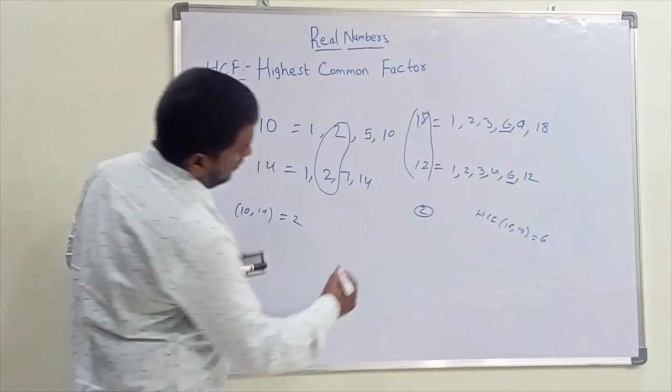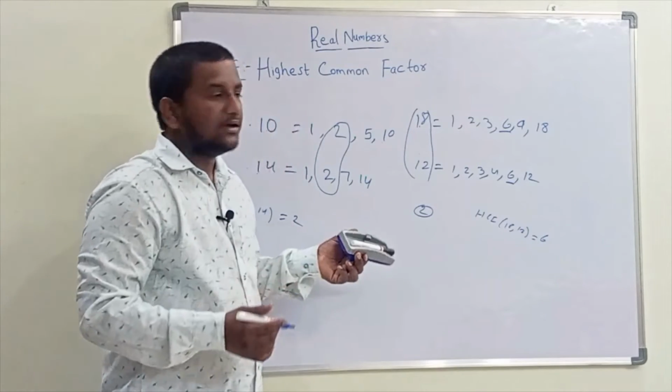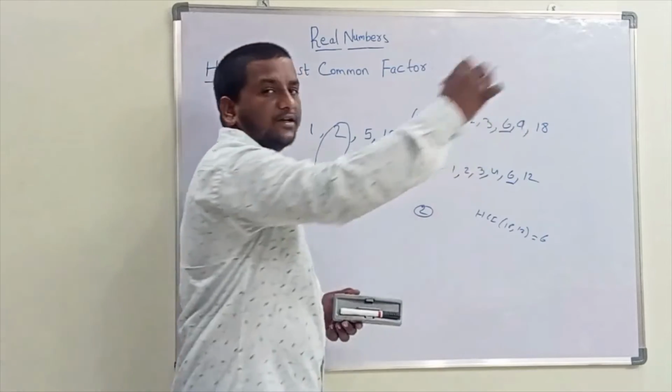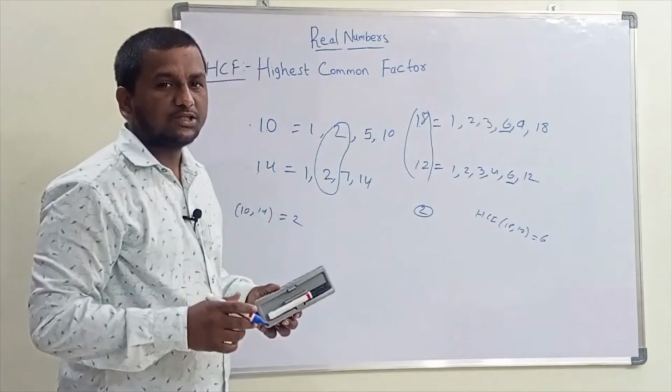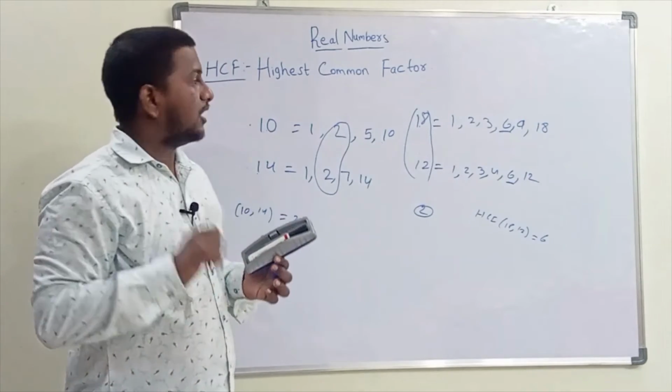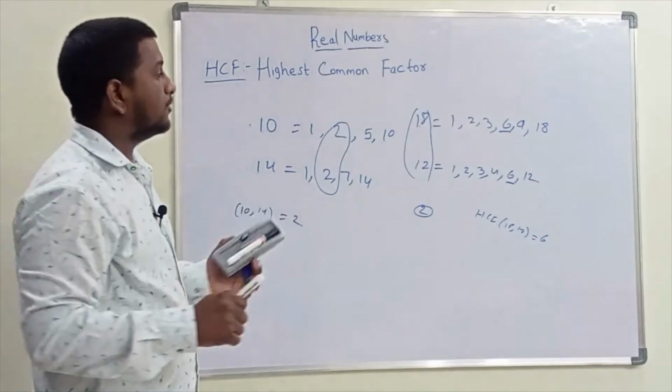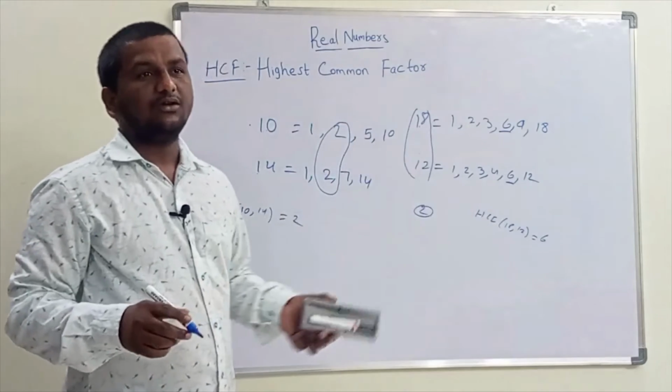If we are given a huge number, then it is not possible to write down all the factors of each number and get the highest factor. That's why we use Euclid's division lemma and Euclid's division algorithm to compute the HCF of any two given numbers.